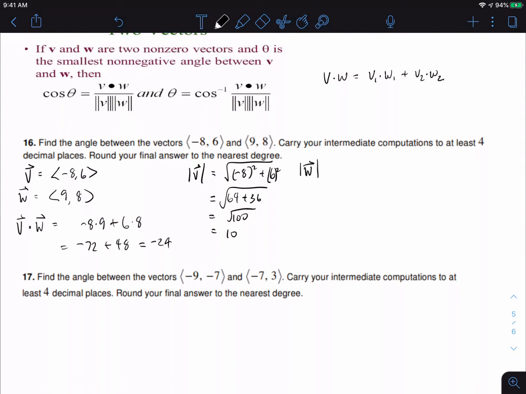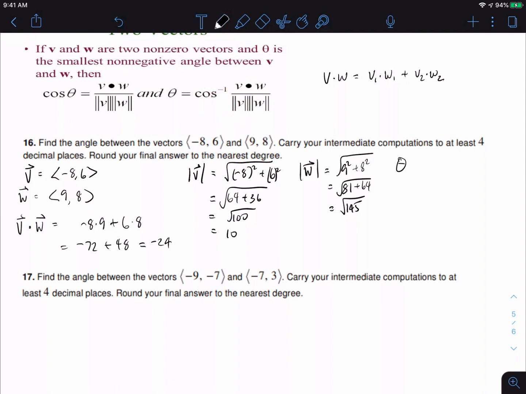The magnitude of W is going to be the square root of 9 squared plus 8 squared, which is 81 plus 64, which is 145. Okay, so then to find the angle, I'm just going to use this right here. That's going to give me my angle.